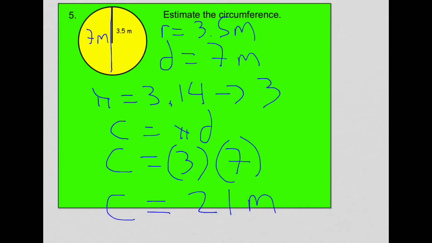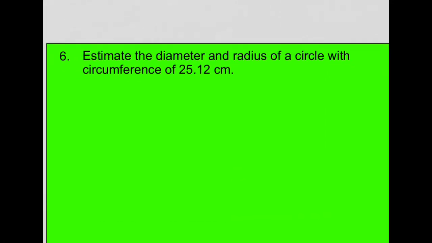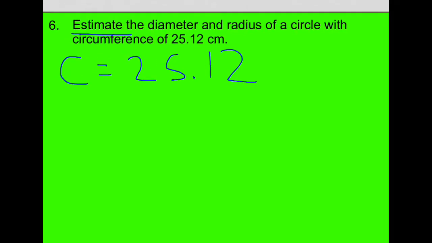Okay, let's look at another one. Estimate the diameter and radius of a circle with a circumference of 25.12 centimeters. All right. So we've got a circle that has a circumference of 25.12. And we want to estimate again. So I would probably, next thing I would look at is pi. Well, pi is 3.14.